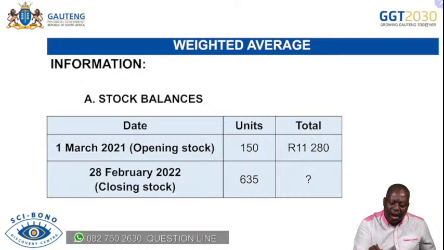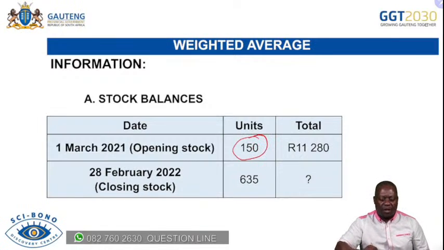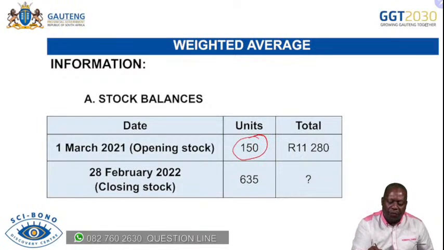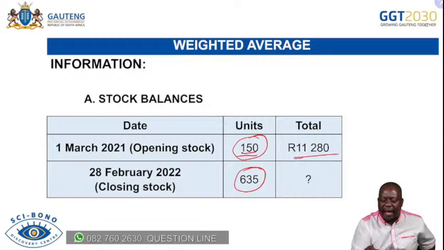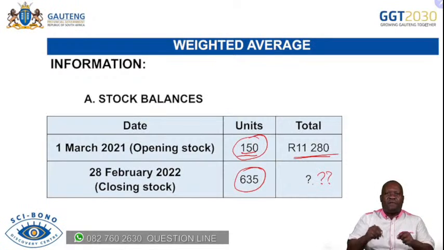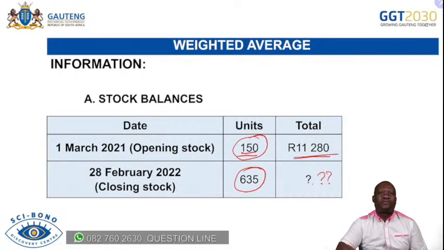Opening stock was 150 units. I want you to take note of this. 150 units. Closing stock, 635 units. When it comes to opening stock, we are given the number of units as well as the value. But what the question is all about is finding the value of this closing stock. So by the end of it, we are going to have a value.